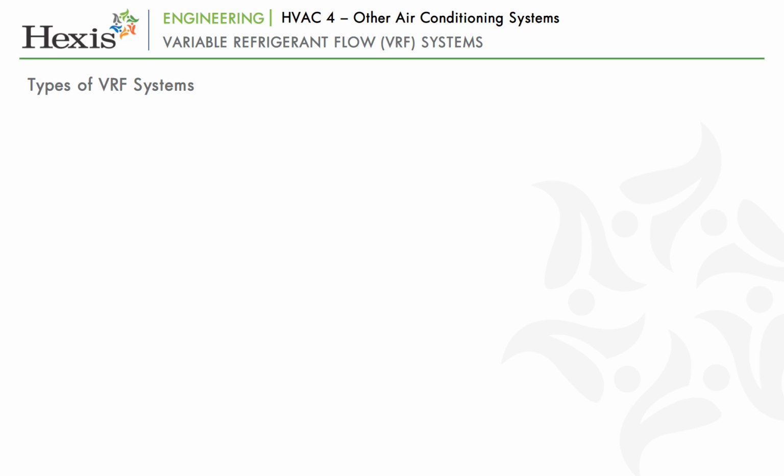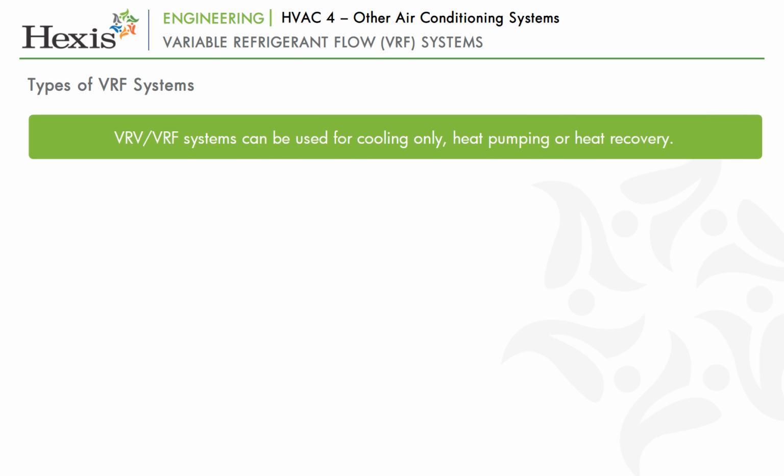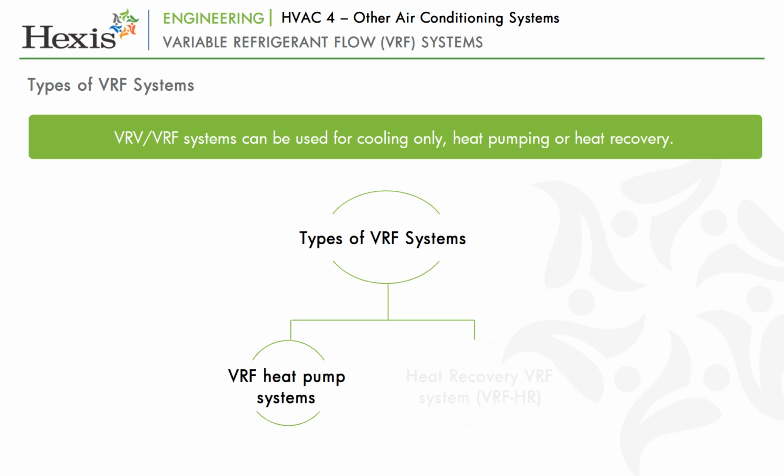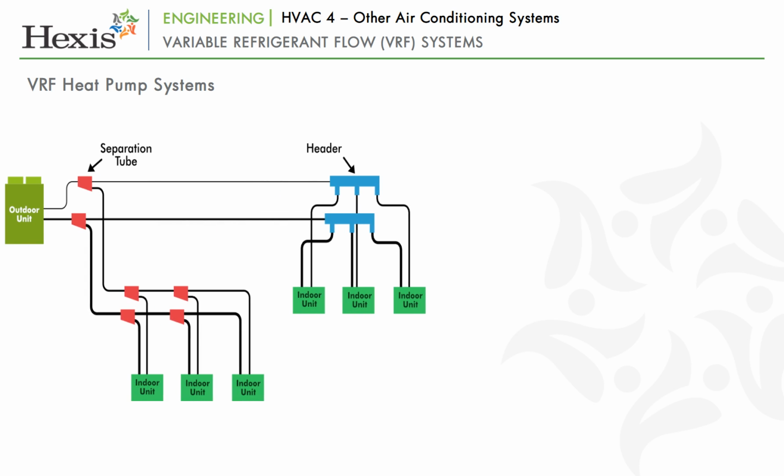Now we will study the types of VRF system. VRV or VRF systems can be used for cooling only, heat pumping or heat recovery. On heat pump models, there are two basic types of VRF system: heat pump systems and energy recovery. Let us have a look at the VRF heat pump system first.